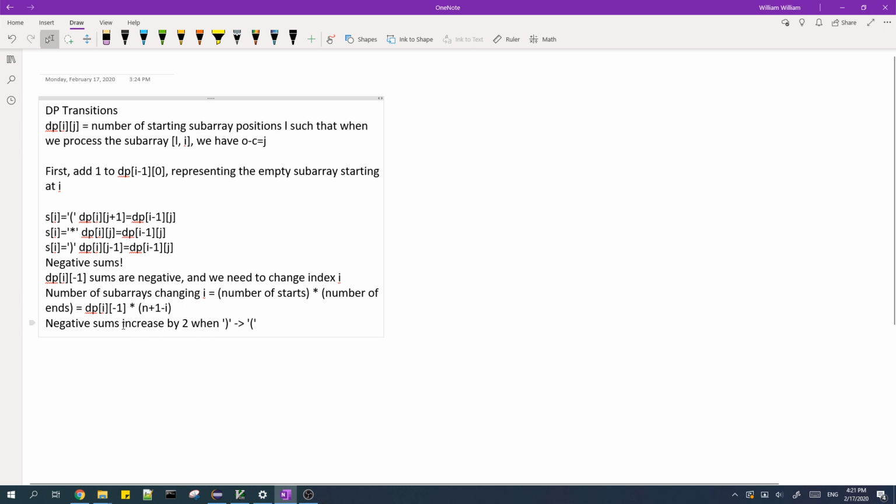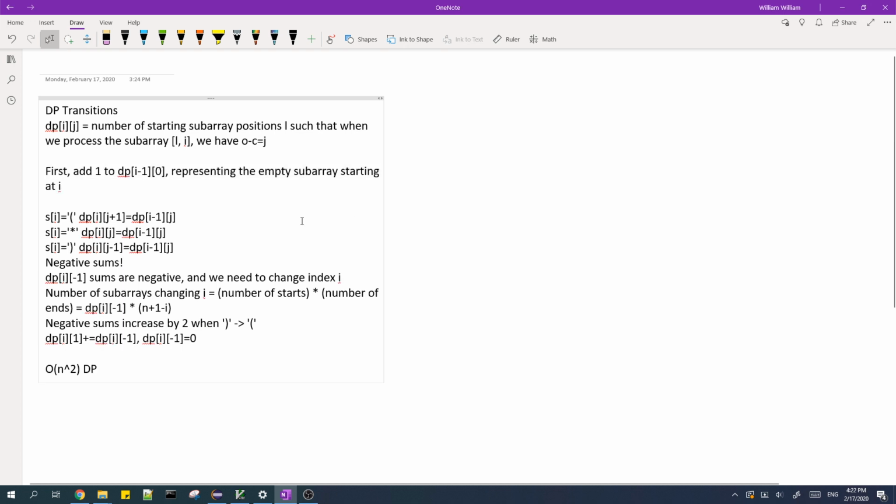Okay, and notice that for negative sums, when we change the closing parenthesis to an opening parenthesis, the sum increases by 2. So this one value of C becomes an O. That's why the sum increases by 2. So we have to update that in our dp array as well. So what we do is we add the number of starting positions which cause a sum of -1, change it into a sum of 1, and then we set the dp of -1 to 0.